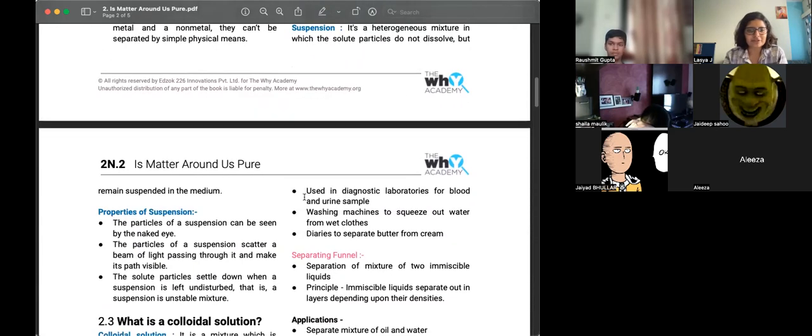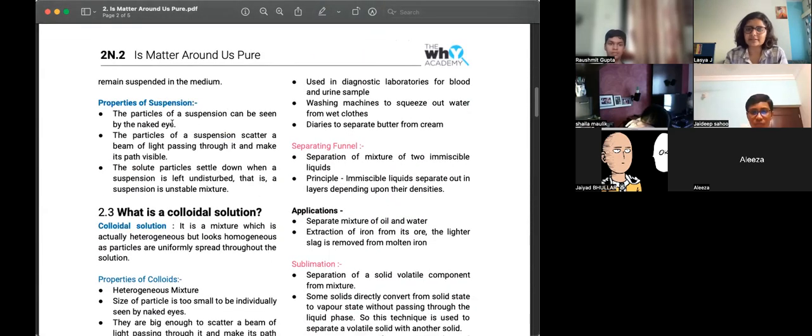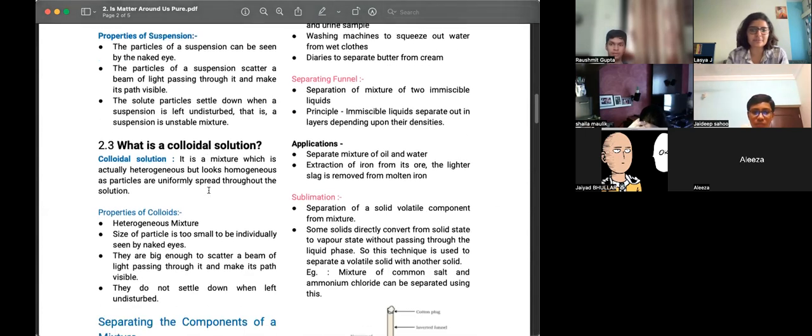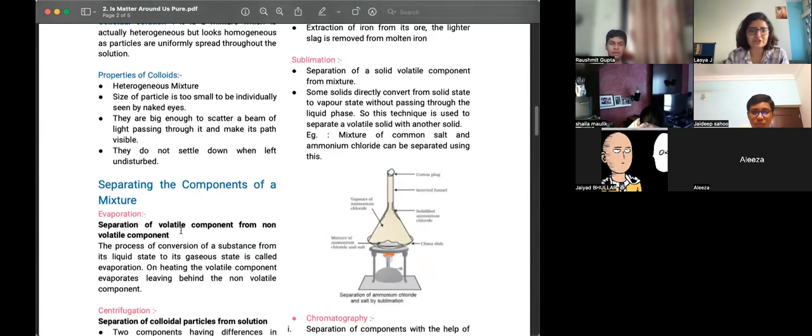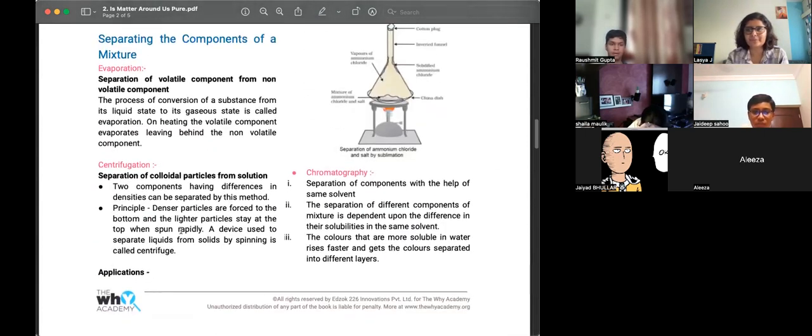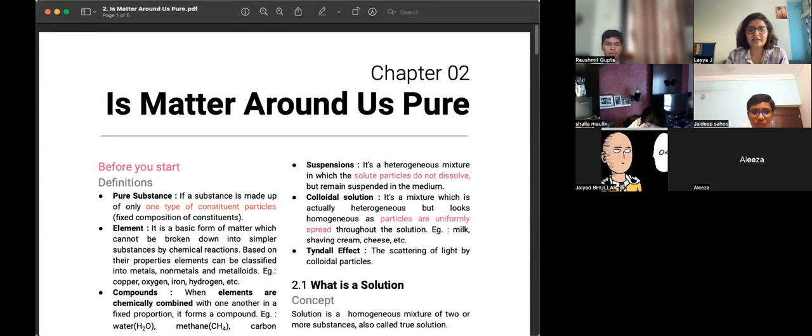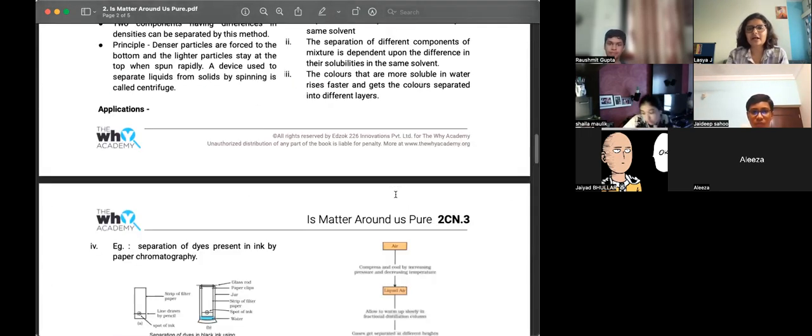Then we discussed suspension properties. Particles can be seen, the Tyndall effect happens, it is not stable, so particles settle down when you leave it undisturbed. Then we talked about colloidal solution. Okay. Oh, it's 5:30. And that's it for the chapter, guys.